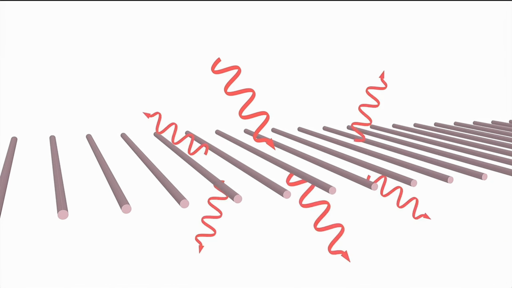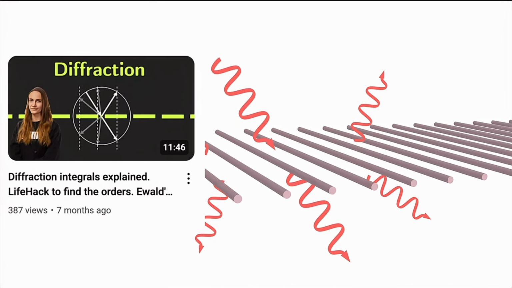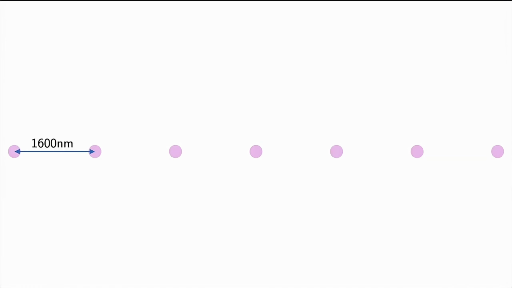So, this set of tracks can actually be treated as a diffraction grating, and the beam simply undergoes diffraction on it. You will find a detailed explanation in another video of mine, but here I will just show a really cool trick that lets you find the diffraction orders visually. No calculations needed. Let's start by drawing the grating.